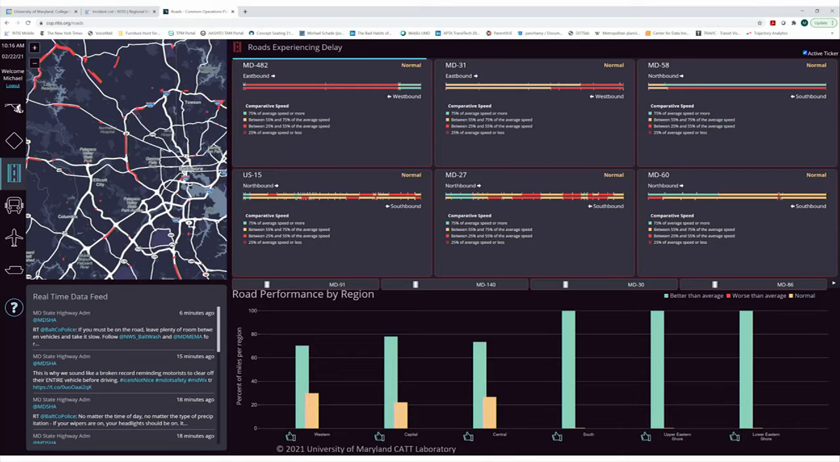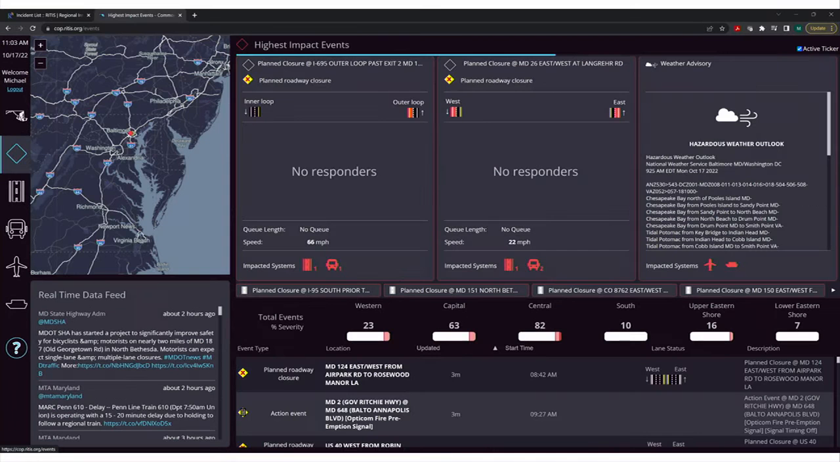And then by region, it gives you bar charts that tell you how much of that region is better than average, worse than average, or operating normally. And I think I took some of these screenshots during the pandemic, so a lot of things were just better, and they're still better than they used to be.